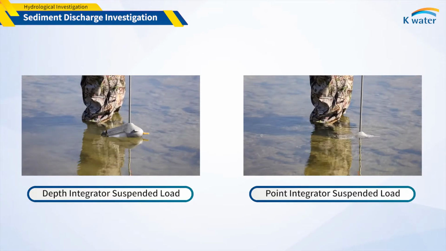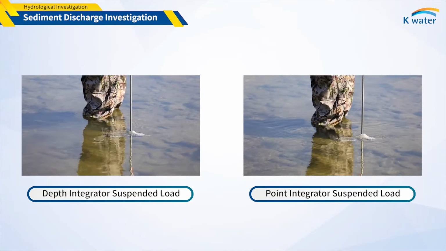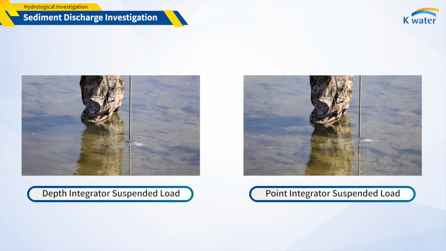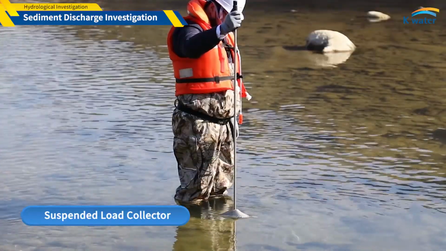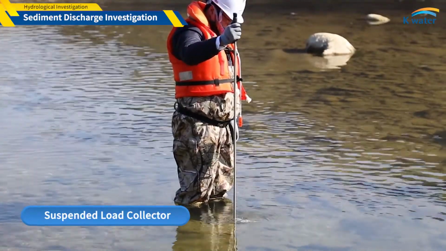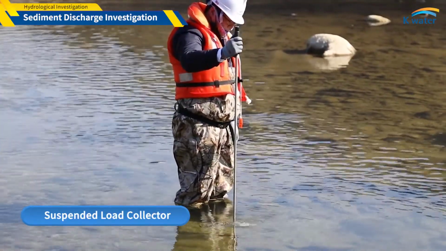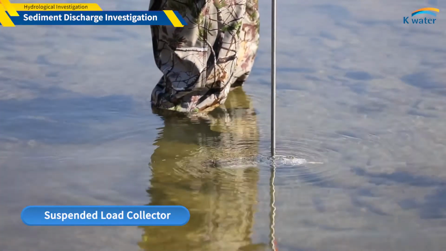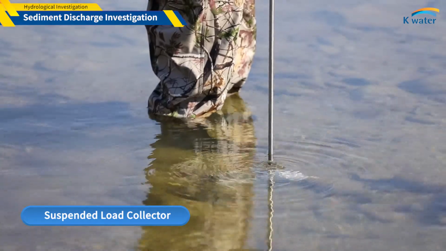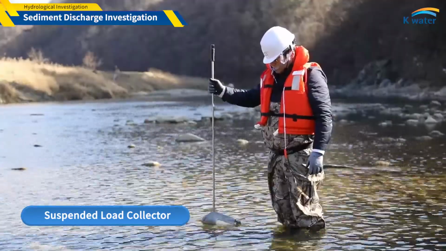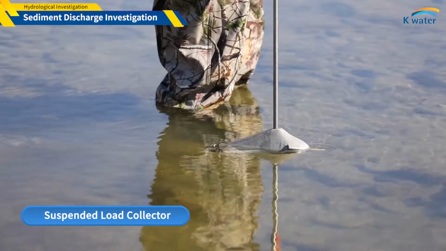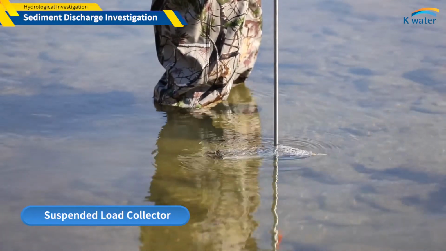The suspended load collector is divided into a depth integral suspended load collector and a point integral suspended load collector. The depth integral suspended load collector is an equipment that evenly collects the suspended load at each location while moving the collector from the bottom to the surface. There are round-trip sampling that collects both when rising and falling, and one-way sampling that collects only when falling.